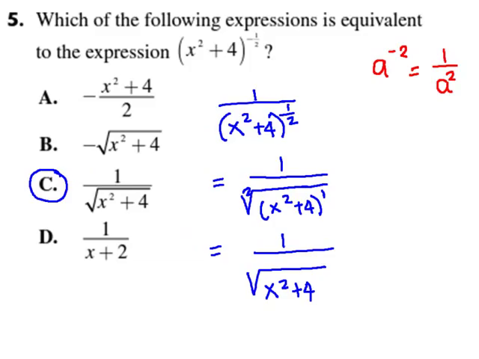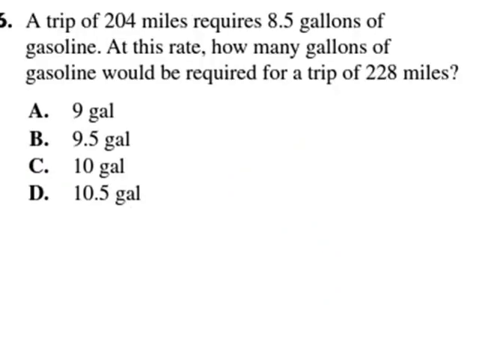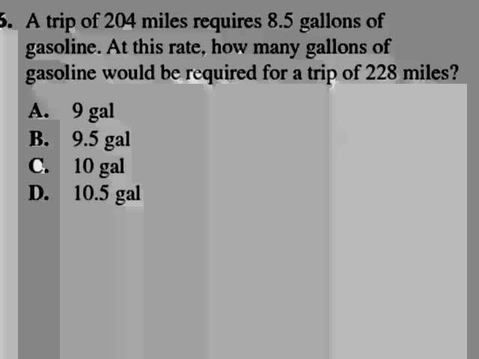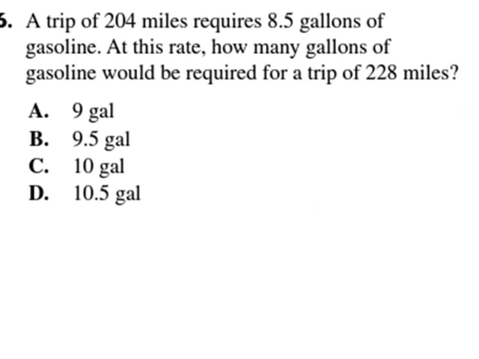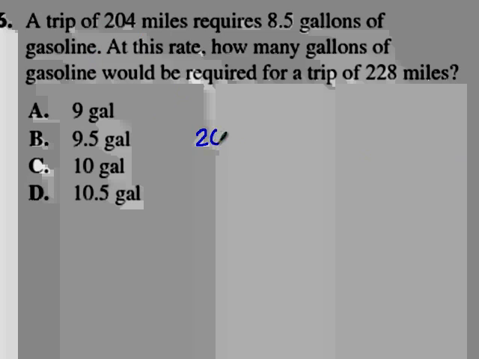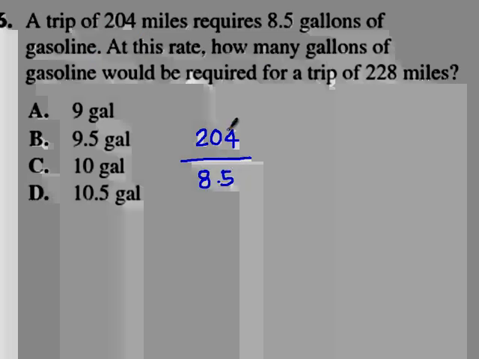Okay, let's go to the next problem. Problem number 6. A trip of 204 miles requires 8.5 gallons of gasoline. At this rate, how many gallons of gasoline would be required for a trip of 288 miles? So, a trip of 204 miles requires 8.5 gallons. So, in order to travel 204 miles, you need 8.5 gallons.